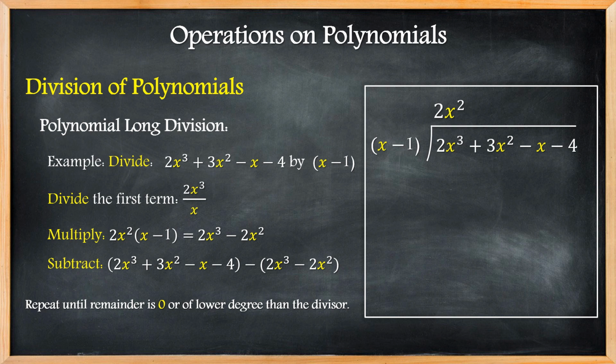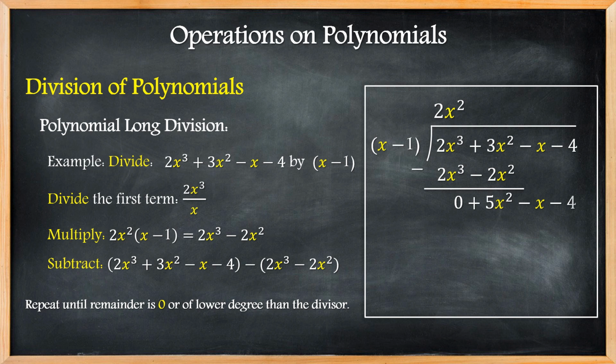Step 2. Multiply and subtract. Multiply 2x squared by x minus 1. 2x squared times x equals 2x cubed. 2x squared times negative 1 equals negative 2x squared. Subtract 2x cubed plus 2x squared. 3x squared minus x minus 4 minus 2x cubed minus 2x squared. This simplifies to 5x squared minus x minus 4.